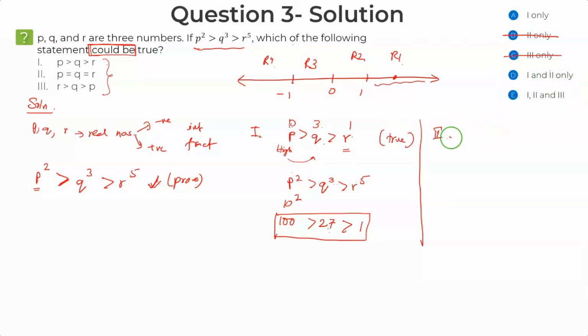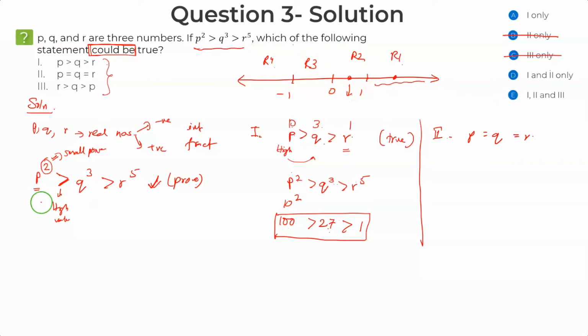Now 2 is P is equal to Q is equal to R. All three of them must be equal. Now think about it. I want all of them to be equal, but I also want to ensure that a smaller power has a higher value. High value, small power. Now where did we learn this? Where does this work? With a smaller power you get a higher value. This only works in region 2, right? We can take region 2 because in region 2 I know that a smaller power will have a higher value.